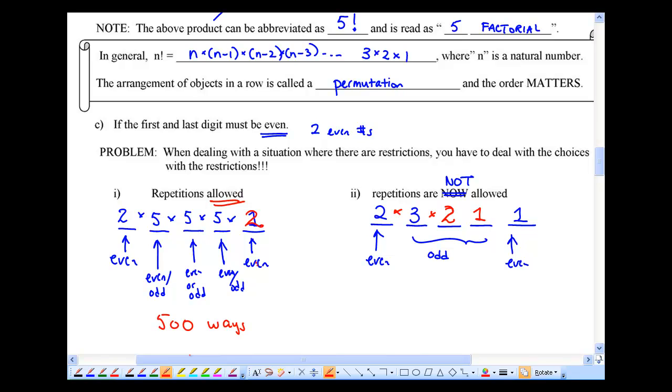So now, if we were multiplying them all together, 2 times 3 is 6. 6 times 2 is actually 12. So once again, we significantly cut down the number of ways.